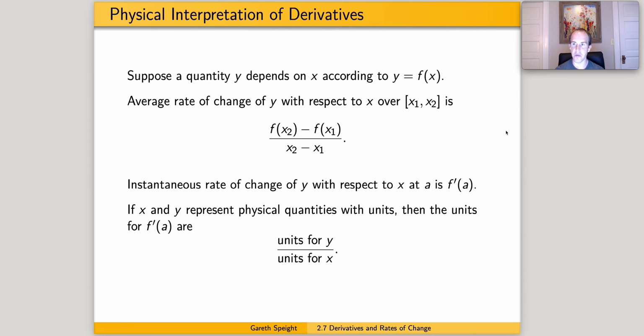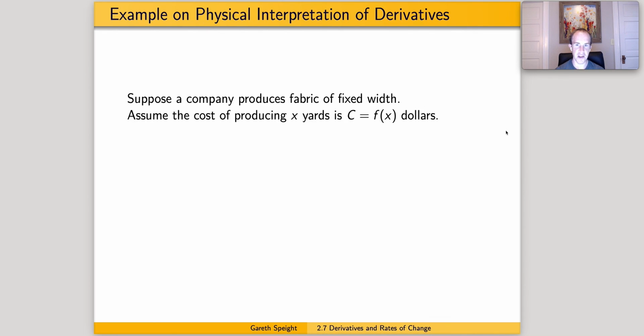If we think back to our examples with velocity, if f represented a position in meters and x represented time in seconds, then the units for the derivative, which was a velocity, were meters per second, right? So units for the output divided by units for the input, meters per second. So this makes sense, okay? So in general, the derivative is the instantaneous rate of change. So let's see a simple example based on this.